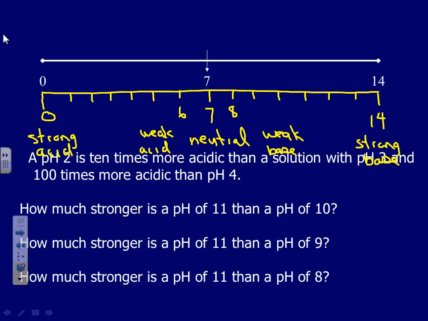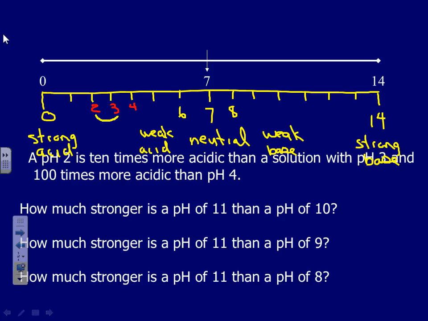These questions are kind of worded goofy. A pH of 2 is 10 times more acidic than a pH of 3 and 100 times more acidic than a pH of 4. These are all true statements, but I don't like the fact that they've got 11 first and then 10 second. We'll talk about this here in a moment. Let's take a look at this first statement though. Here I've got a pH of 2, 3, and 4. Let's look at this first situation.